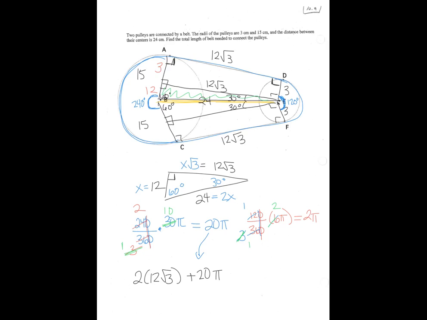So we need to add that measurement into the final belt length. And now we're going to simplify. So 2 times 12 root 3 would be 24 root 3, plus 20 pi plus 2 pi is 22 pi. And that would be the length of your belt. 24 root 3 plus 22 pi centimeters.